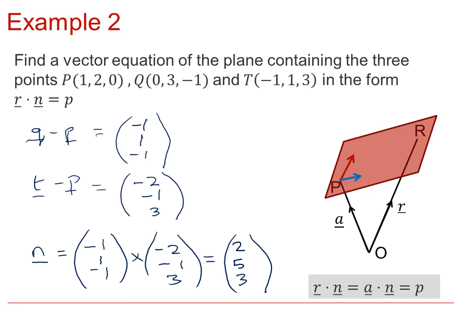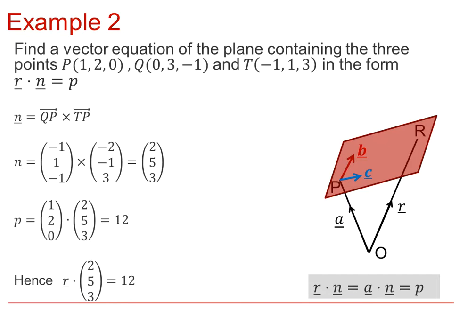So we have found n, and all we now need to do is to establish that constant p. We could choose either P, Q or T to form the scalar product with the normal vector. Here you can see we have chosen the point P to work out that small p, that constant, has a value of 12, hence giving us the vector equation of the plane as r scalar product with 2, 5, 3 equal to 12.